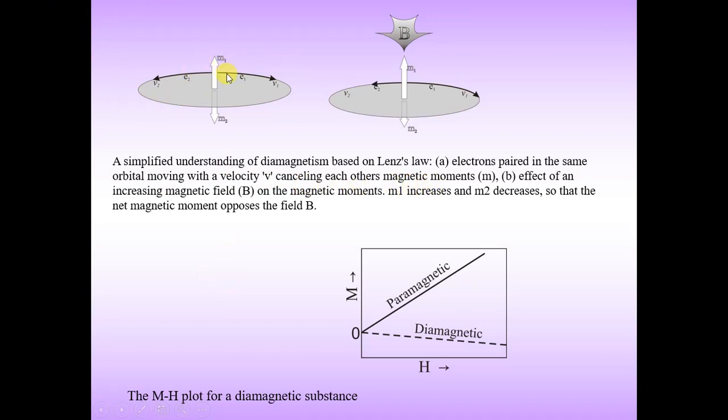See here, there are two electrons. Electrons pair in the same orbital moving with the velocity v. See here, one is going in this direction and the other is going in this direction. At that time, their magnetic moments cancel each other, and B.